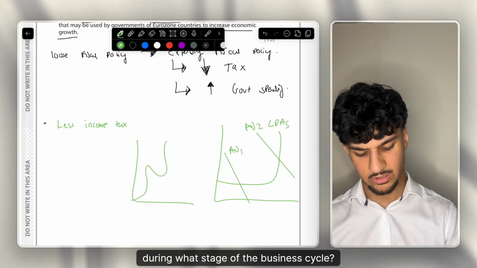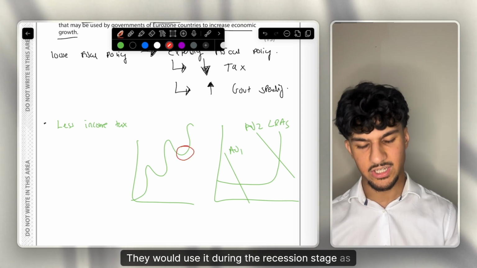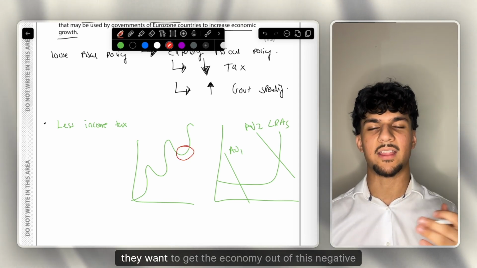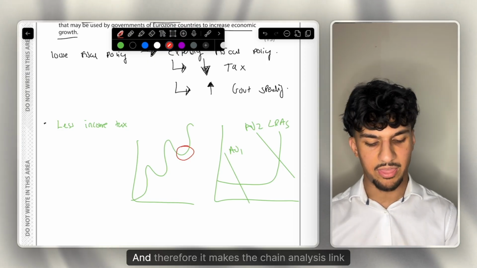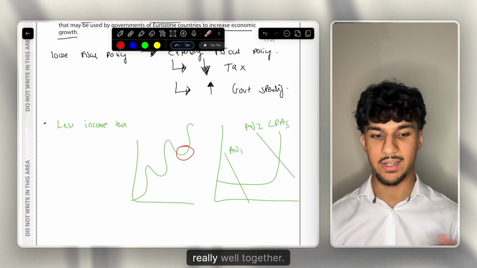During what stage of the business cycle? They would use it during the recession stage, as they want to stimulate AD, they want to get the economy out of this negative output gap or a recession. And therefore, it makes the chain of analysis link really well together.